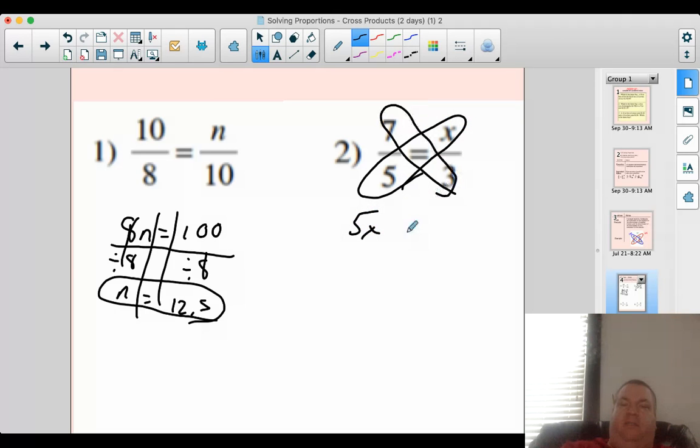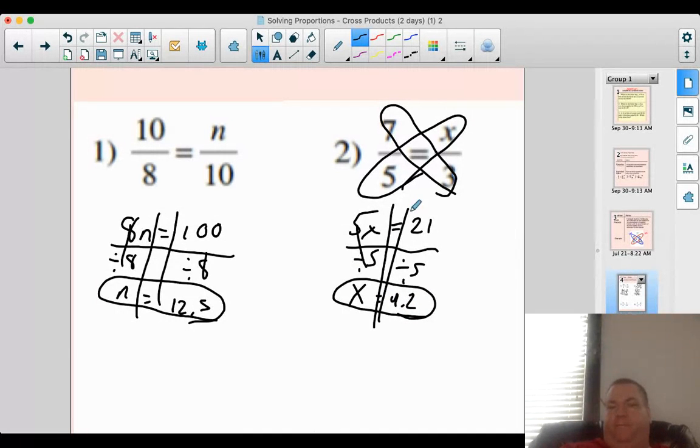7 times 3 is 21. They're cross products, so I know that they are equal to each other. 5x equals 21 can be solved for x by dividing both sides by 5. You get x equals 4.2.